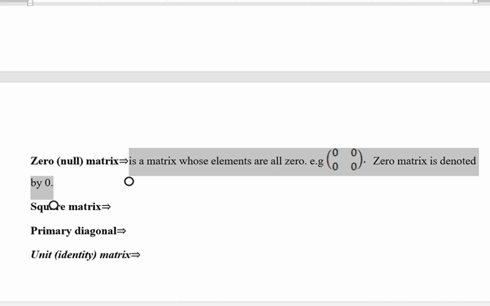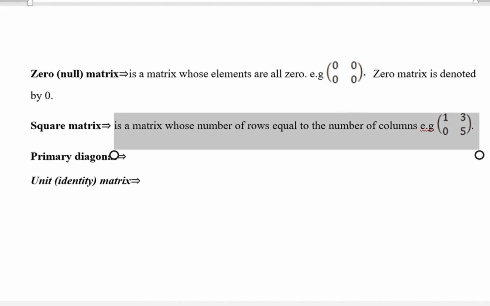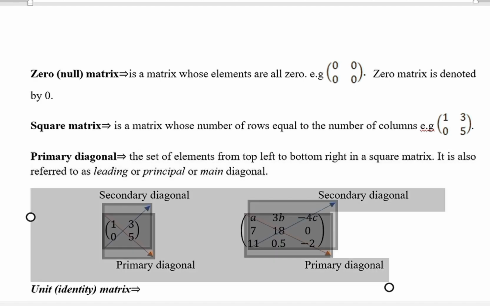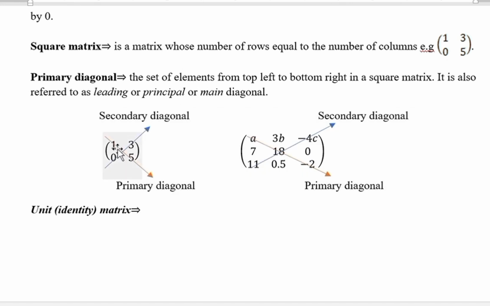And primary diagonal refers to the set of elements from top left to bottom right in a square matrix. So if we take this example here, the set of elements from top left to bottom right refer to these elements 1 and 5. So they form elements in the primary diagonal.